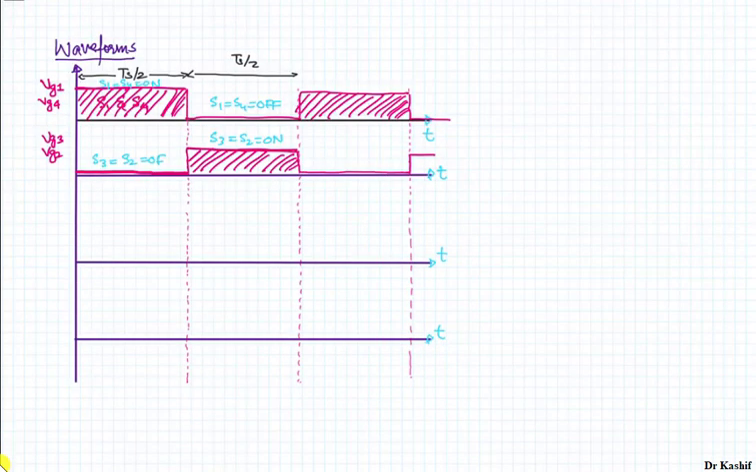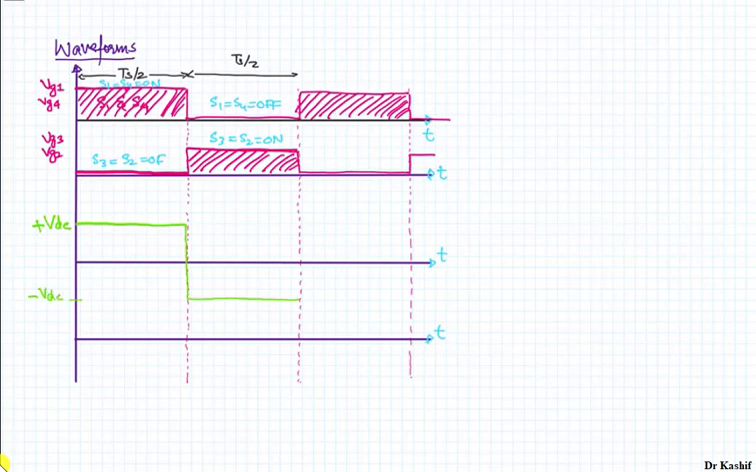So I have indicated which switch is on at what instant of time. When your switches S1 and S4 are on, your load voltage will be positive. So let's draw the load voltage. That will be equal to plus VDC, and once you turn off S1 and S4 and turn on S3 and S2, your load voltage will become minus VDC.